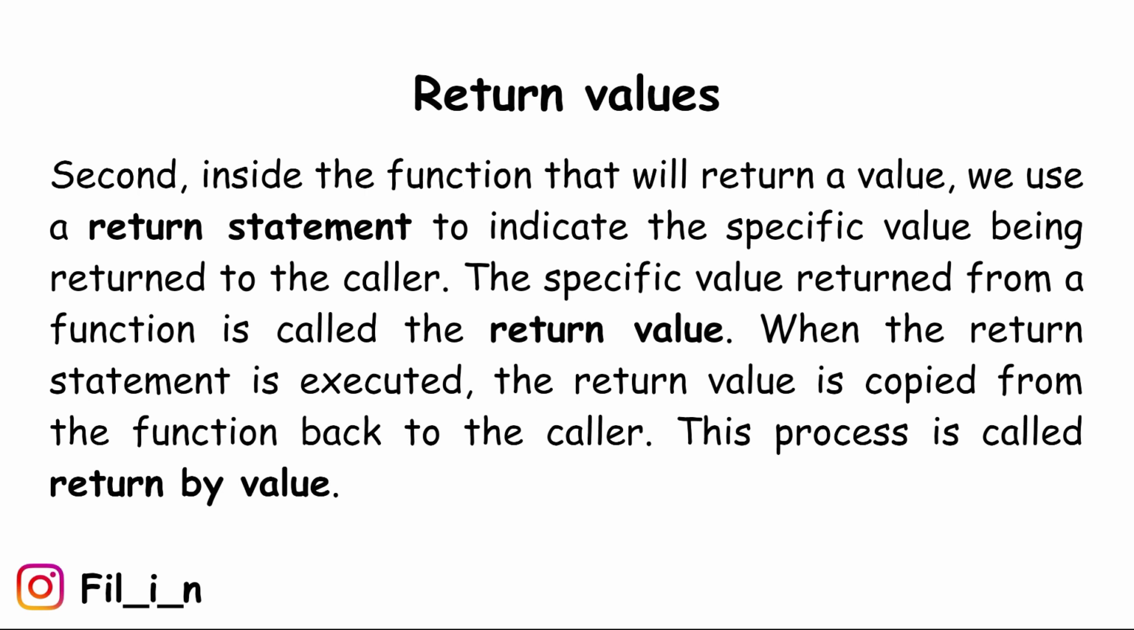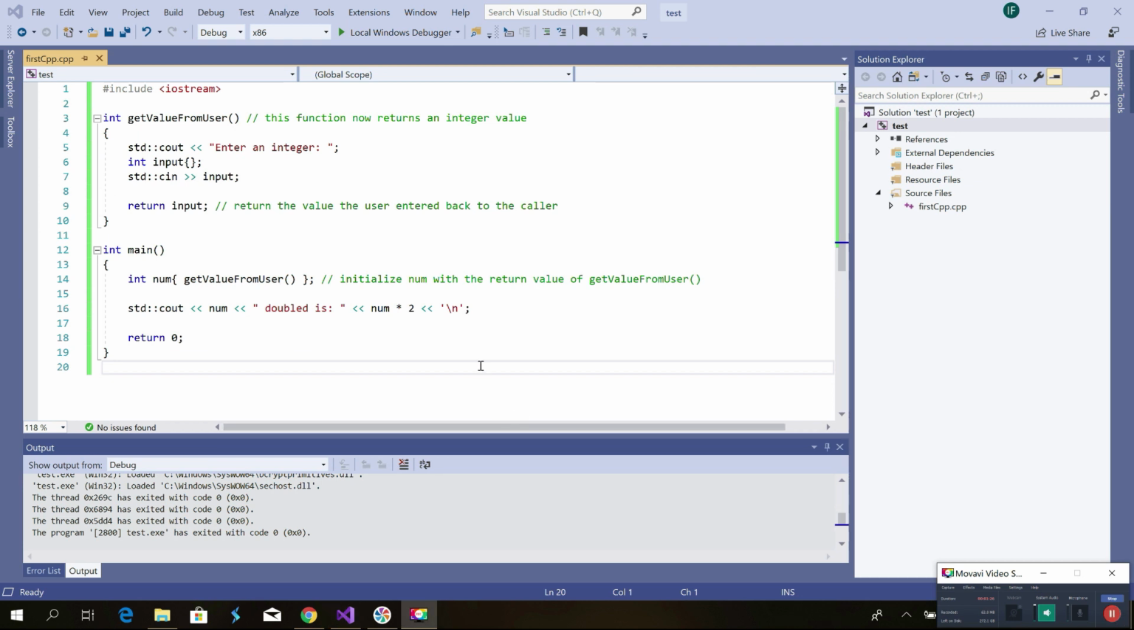When the return statement is executed, the return value is copied from the function back to the caller. This process is called return by value. When this program executes, the first statement in main will create an int variable named number. When the program goes to initialize number, it will see that there is a function call to getValueFromUser, so it will go execute that function.